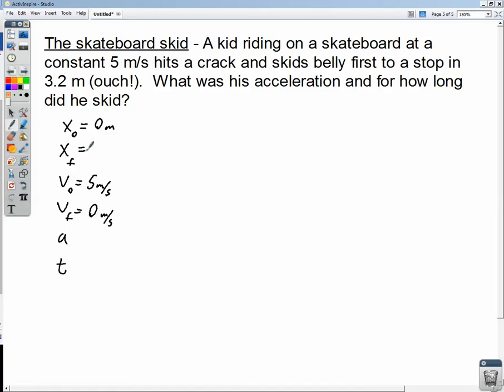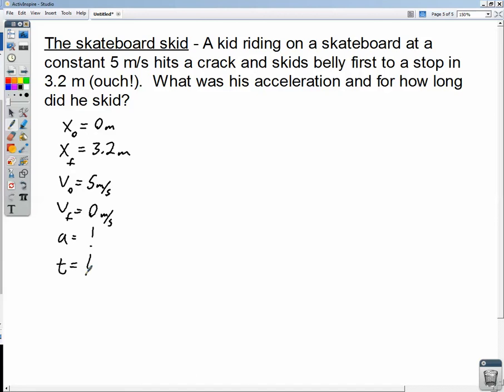Usually if it's what I'm being asked to solve for, I put an exclamation mark. So I'm looking for, oh no, sorry, that's totally incorrect. We know what x final is. It was given to us in the problem, 3.2 meters. He skids that far. It does ask us, what is the acceleration? I put an exclamation mark. It asks us, what was the time that he took to skid to the stop? I put another exclamation mark. Those exclamations mean that's what I'm trying to find.